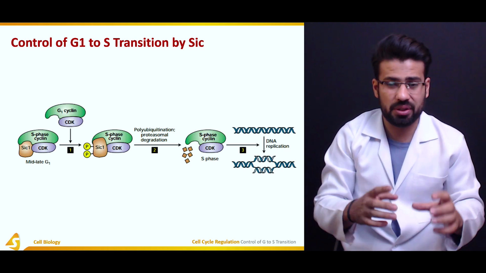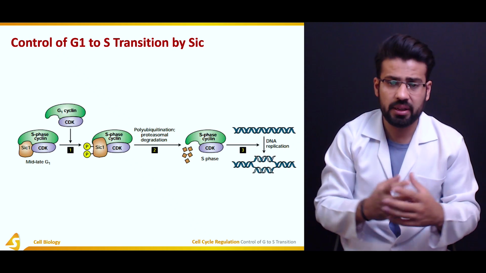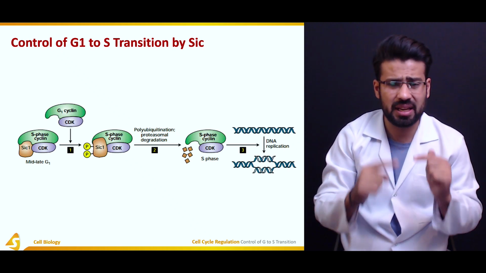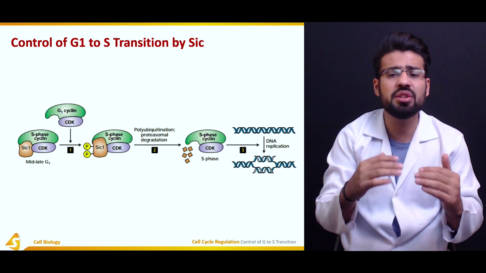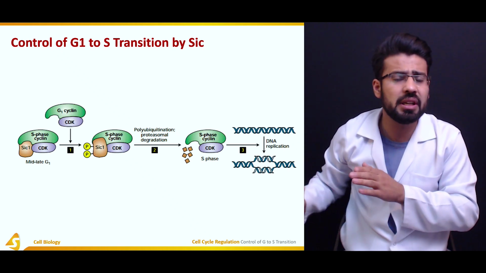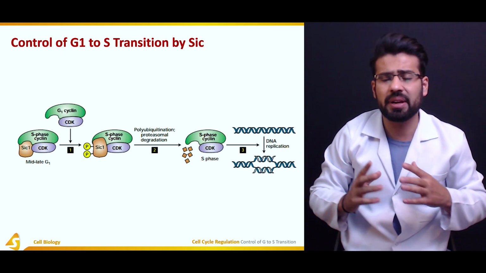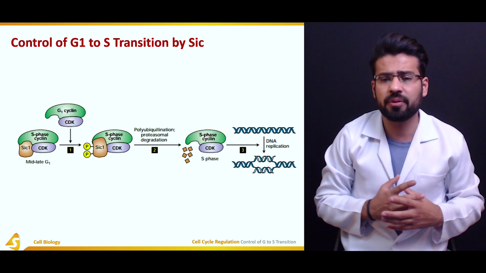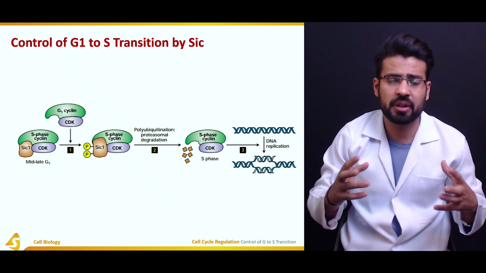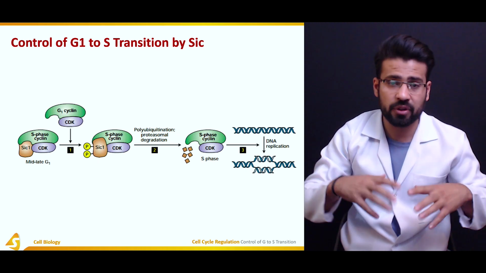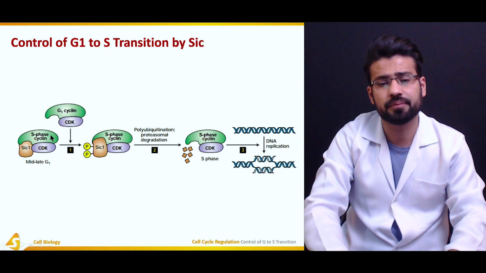And when it's being degraded, the active site for the S-phase cyclin is being activated, and at this particular stage the S phase is going to be initiated, resulting in the initiation of the DNA transcription, resulting in the formation of the origin of replication complex, and the pre-replication complex is going to be formed. There are so many molecules that are going to take a role in the formation of the pre-replication complex that we are going to see in the next slide.